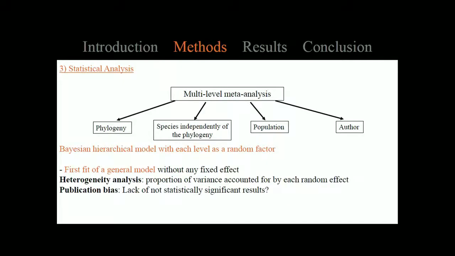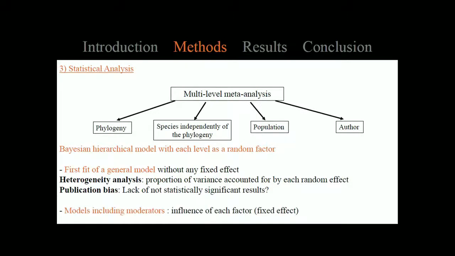So for my first question about the general patterns, I first fit a general model without any fixed effect. I will present you the meta-analysis mean, and I'll also perform a heterogeneity analysis to show the proportion of variance explained by each of my random effects. And I also test for the publication bias, to see if there is a lack of non-statistically significant results published in the literature, which are likely to bias my analysis.